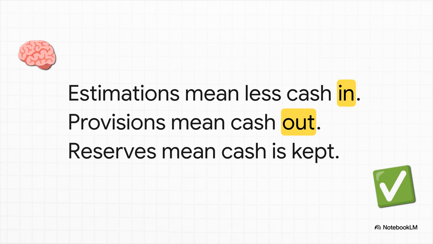Is it about getting less cash in? That's an estimation. Is it about cash going out? That's a provision. And is it about cash being kept by the company? That's a reserve. In, out, or kept. That's the whole game, right there.